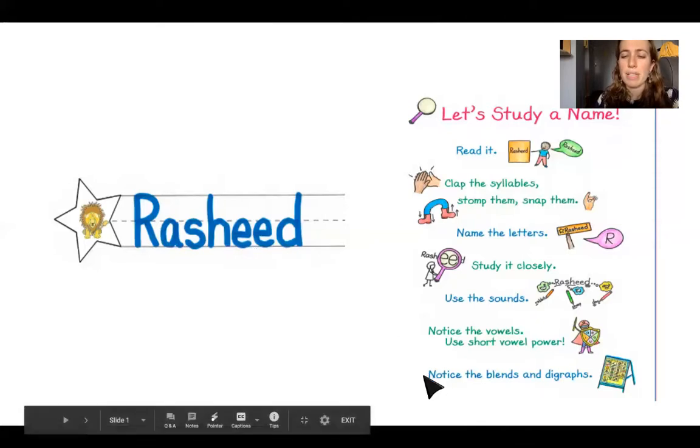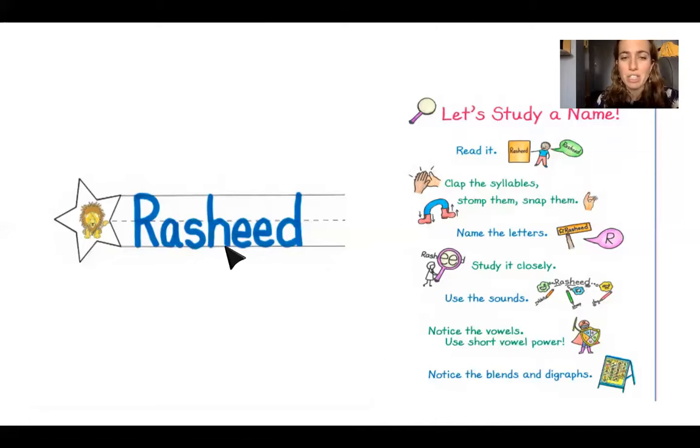Now let's look at the blends and digraphs. In the middle of Rasheed, I see SH. And I know that SH makes the sh sound. They work together. It's a digraph that makes the sh sound in Rasheed.